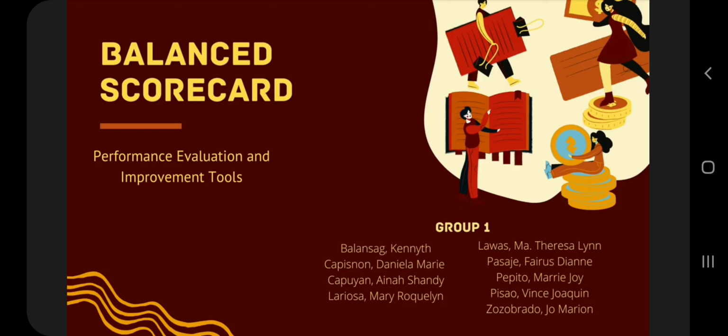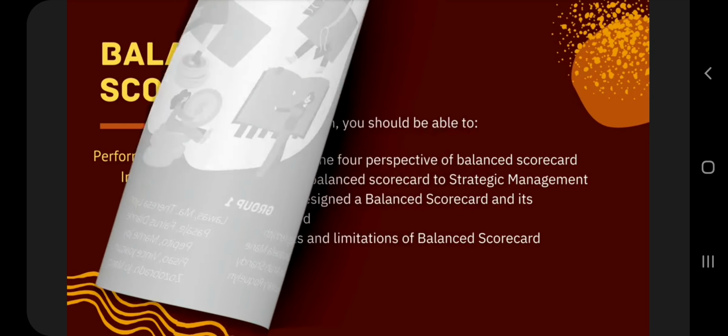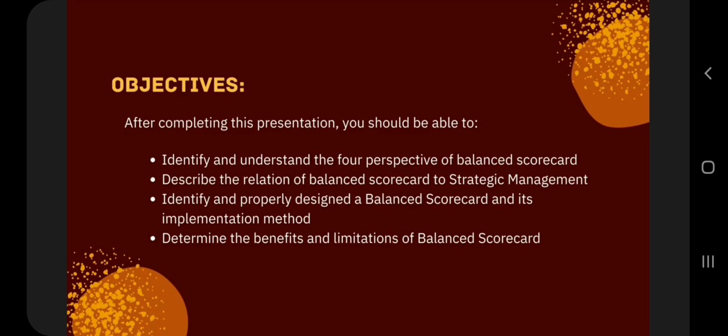And before diving into each topic, let us first define the objectives to be achieved throughout the lessons. So after completing this presentation, you should be able to, first, identify and understand the four perspectives of Balanced Scorecard. Second, describe the relation of balanced scorecard to strategic management. Third, identify and properly design a balanced scorecard and its implementation method. And the last one, determine the benefits and limitations of balanced scorecard.